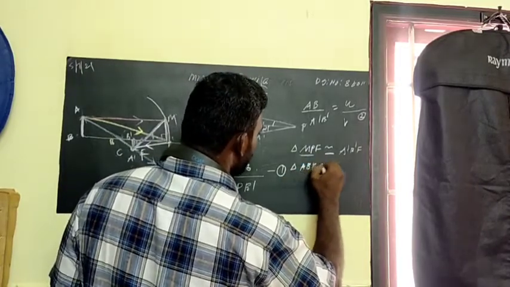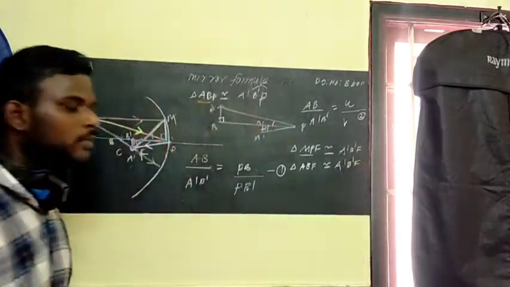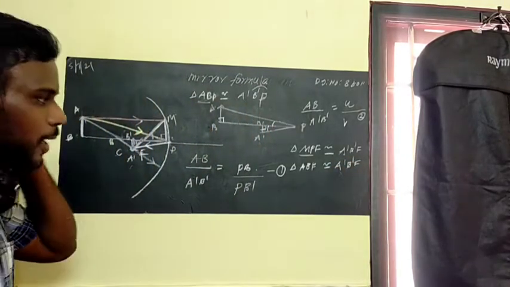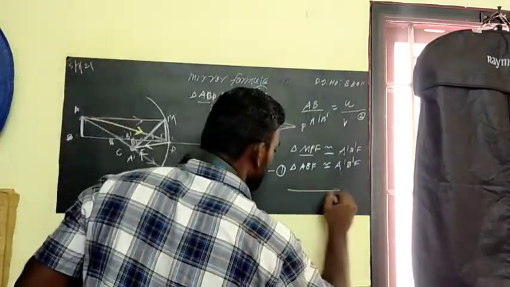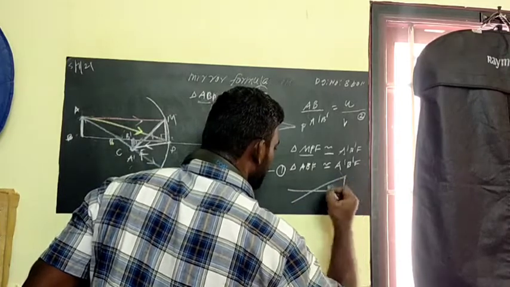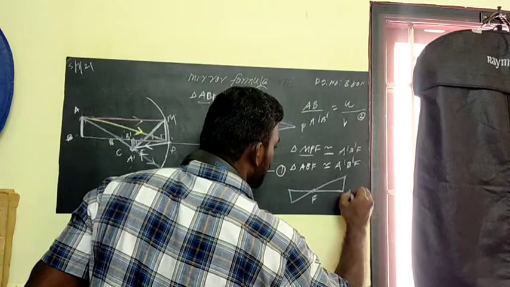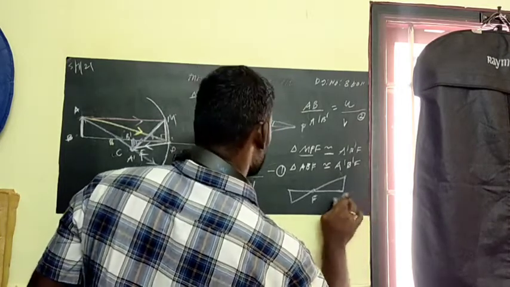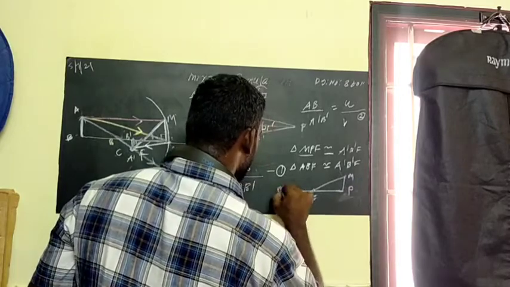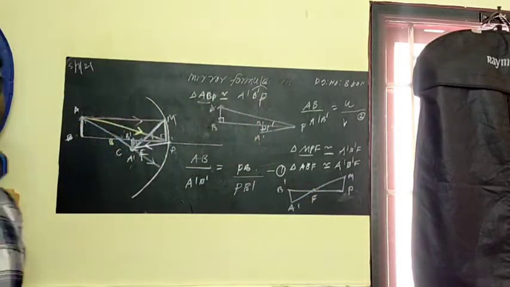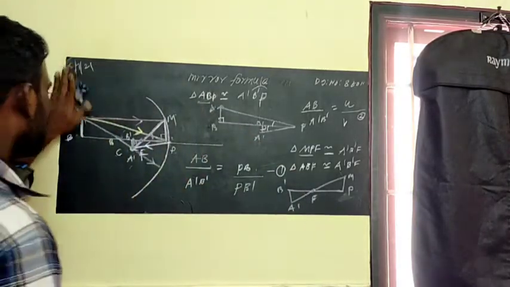Triangle MPF similar to A'B'F. Now write the same side for AB. So I want to write the triangle so you can easily understand. I will draw the triangle. So this point is F, and this will be M, and this will be P. This is A' and this is B'. So I will erase the picture, you just draw it.